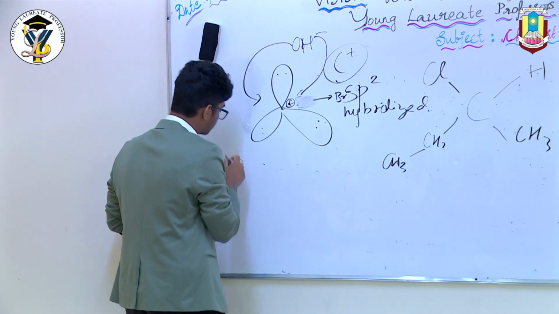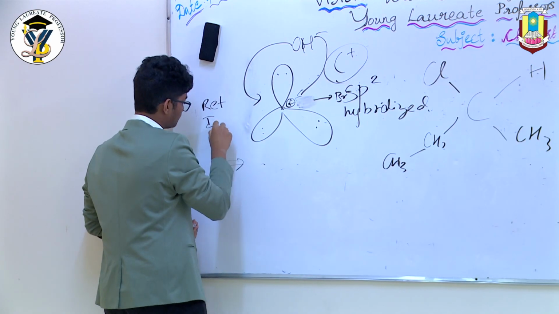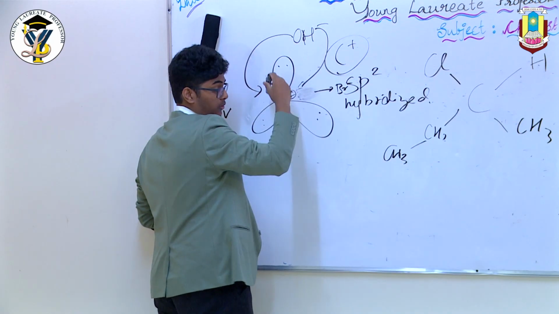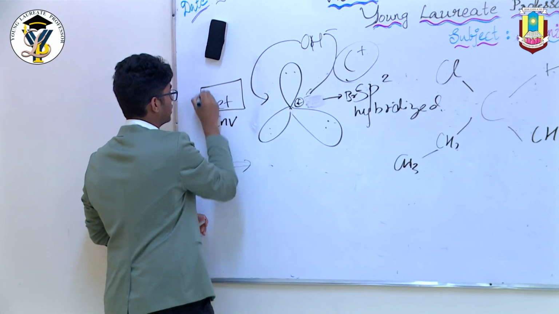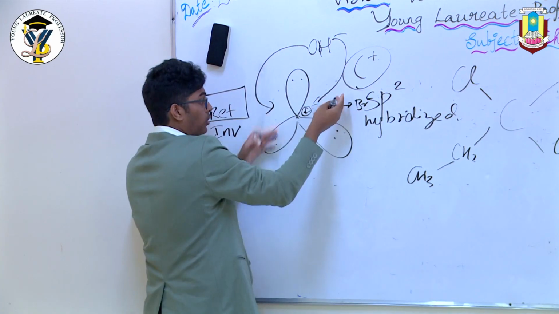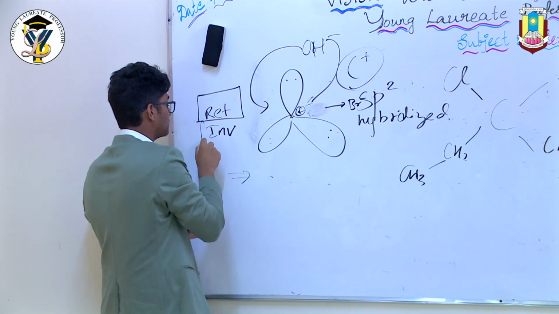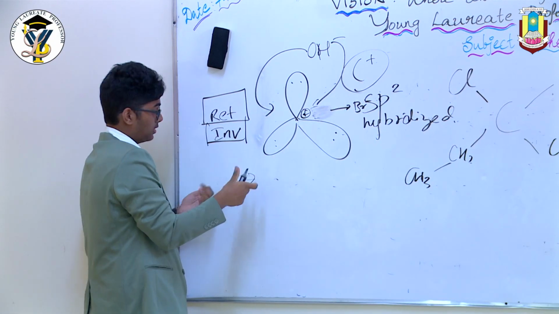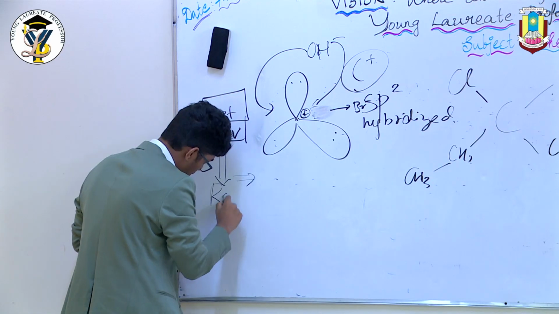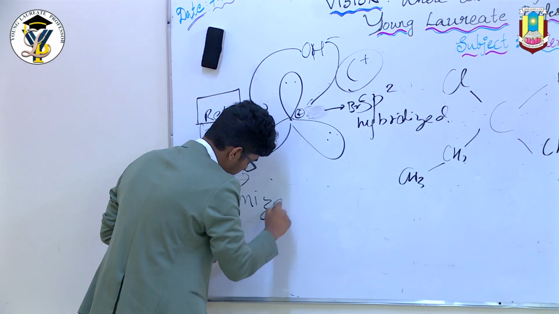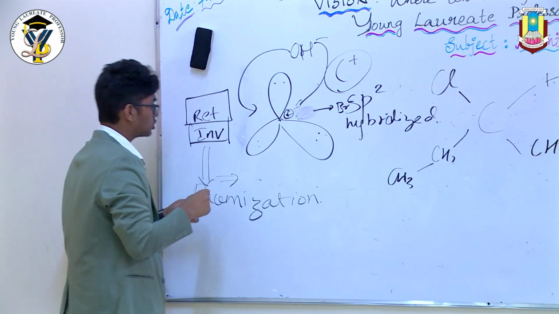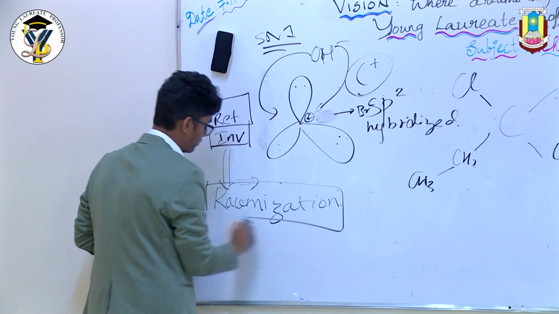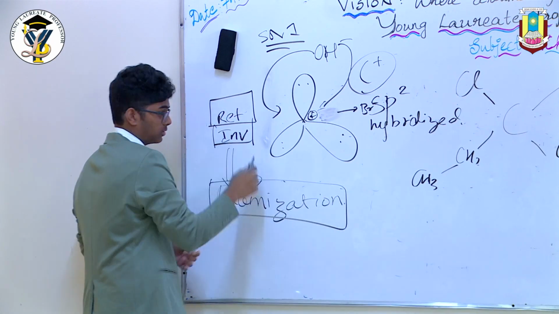Now we have learned about two terms called retention and inversion. If the OH comes in the same place where the Br primarily was, we attain retention. But if it comes from the back side, the opposite side from where the leaving group left, we obtain inversion. Since these two sides are symmetric, there is a possibility of both in the SN1 reaction. Hence, this is called racemization. So SN1 reactions are primarily accompanied by racemization, because there is a possibility for both retention as well as inversion.